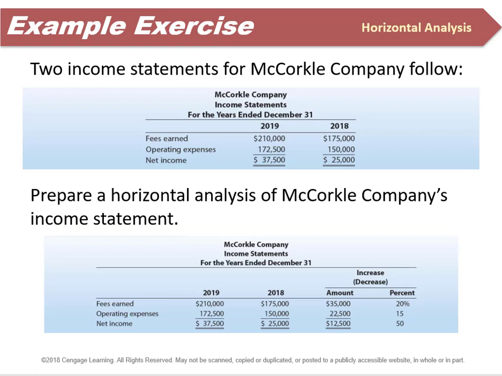Here's another example. We've got these two income statements for this McCorkle company. This is out of your textbook. And again, we take the change between the 2 years. Then you take this $35,000 and divide it by the base year, which is 2018. So we have a 20% increase in fee income, 15% increase in operating expenses, and net income, though, is increased by 50%. Yeah, because it's 12,500 divided by 25,000, a 50% increase in income. Okay, so that's how you do it.